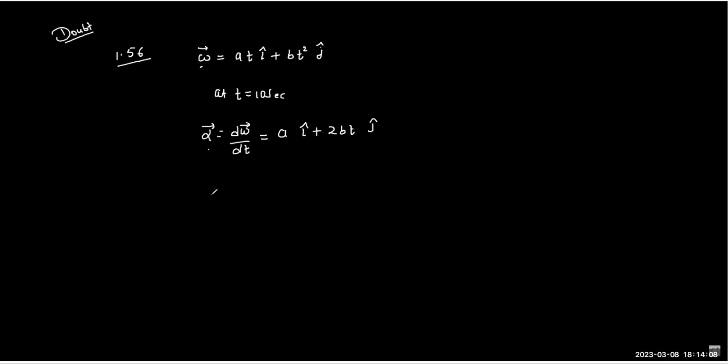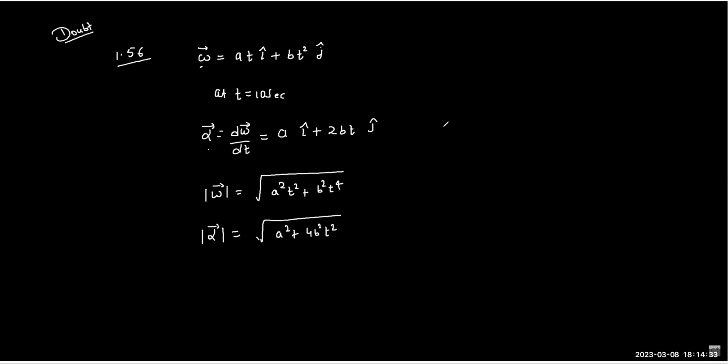So what is mod of omega? Mod of omega is under root of a square t square plus b square t power 4. And what is mod of alpha? Of course, you can substitute the value to get the answer. I'm writing in general. So it is a square plus 4b square t square.